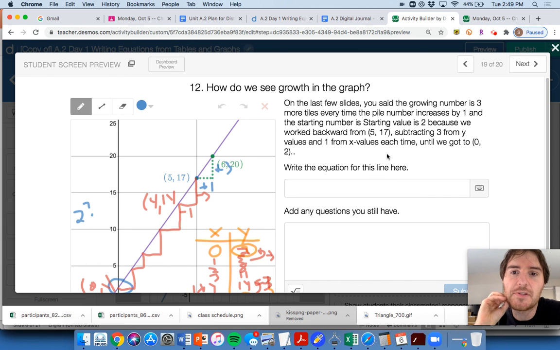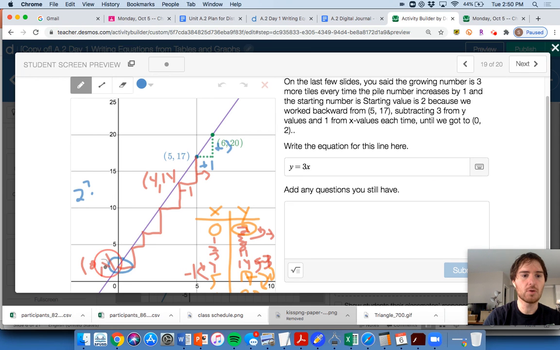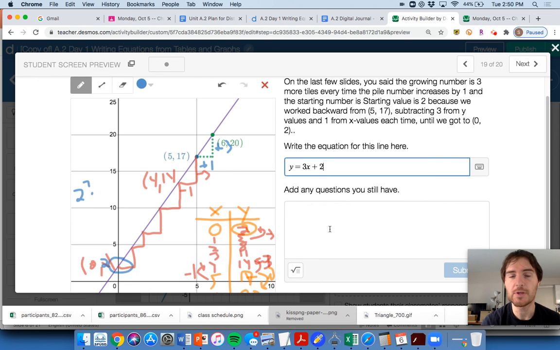It says, in the last few slides, you said that the growing number is 3 more tiles every time the pile number increases by 1, and the starting value is 2 because we worked backward from 517, subtracting 3. So we got to 0, 2. It says, write the equation for the line here. I know my growth number is 3, so it's 3x, and I know my starting number is 2. So y equals 3x plus 2. And that's my answer. Hopefully you got the same thing here.